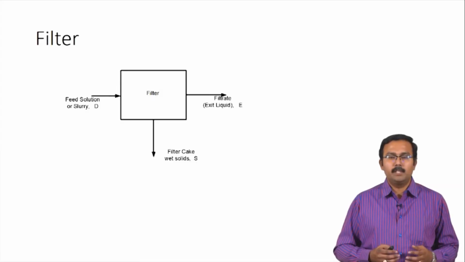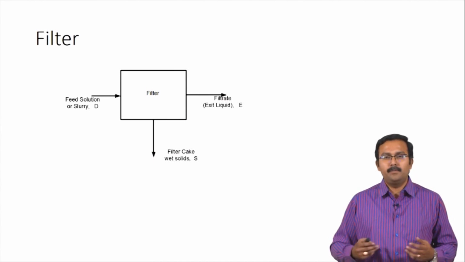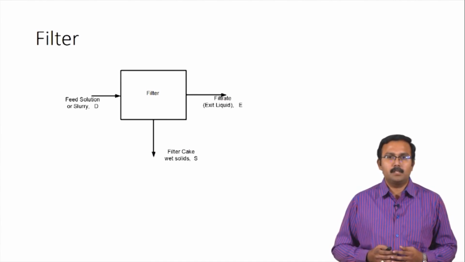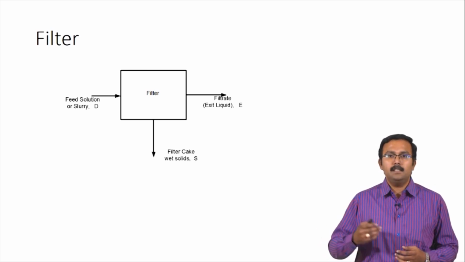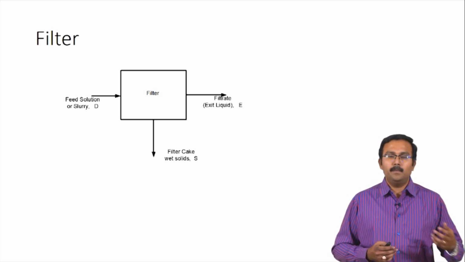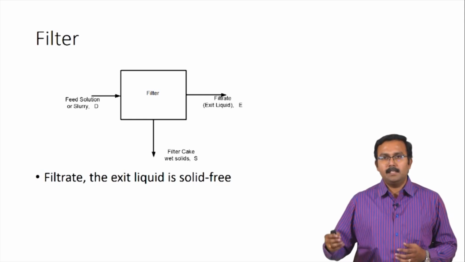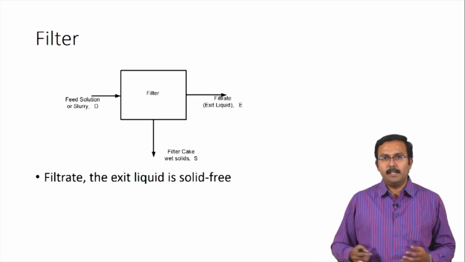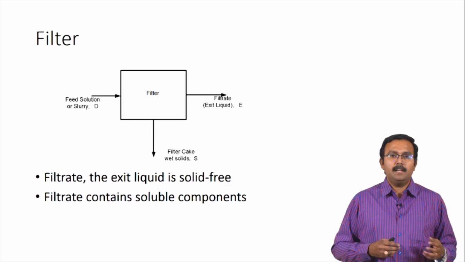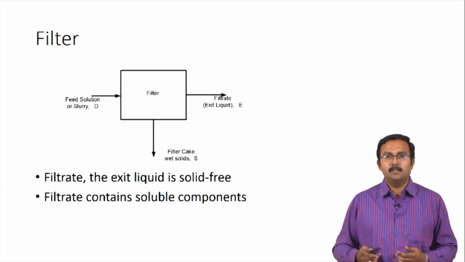A feed solution or a slurry which enters into the filter is separated into two different streams during a filtration process. The liquid stream which leaves the system is called the filtrate, and you also have a filter cake, which is the wet solids which leaves the system. So, the filtrate, which is the exit liquid, is solid free, and the filtrate contains all the soluble components which are accompanying the liquid which enters into the filter.